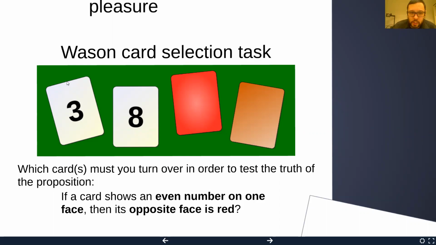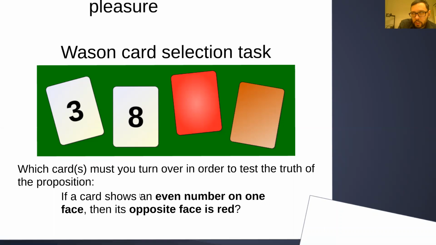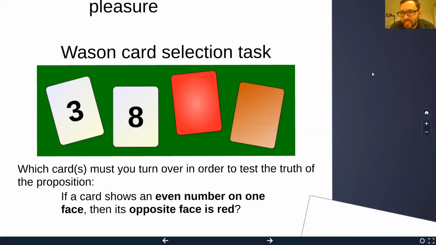And the question for the task here, if you're the subject of this experiment, is how many of these cards do you need to turn over in order to test whether this rule is true? So we don't know whether the rule is true. You need to test whether the rule is true. And you can flip over cards in order to test it. And what is the minimum number of cards that you'd have to test to see if this rule is true? I don't know if anyone was paying attention well enough to answer that question.